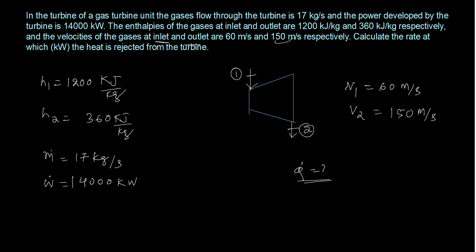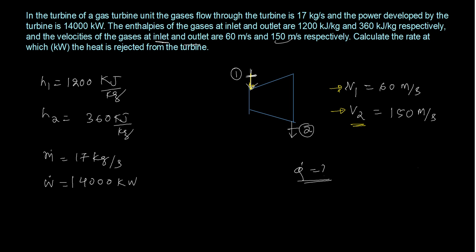Our gas which is taking entry will be moving into this turbine. It will have some kinetic energy, as the velocity data is given, and it will leave with some kinetic energy as v2 is also given. There is no data related to potential energy, so we can neglect the change in potential energy. Potential energy change is being neglected in the question, and the heat transfer rate we have to find out.